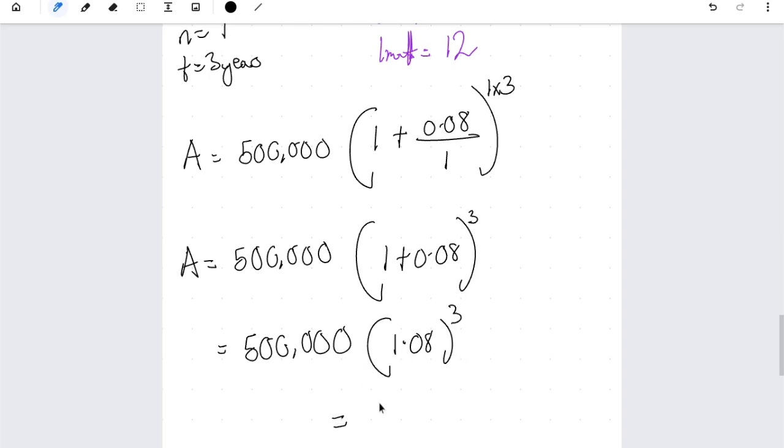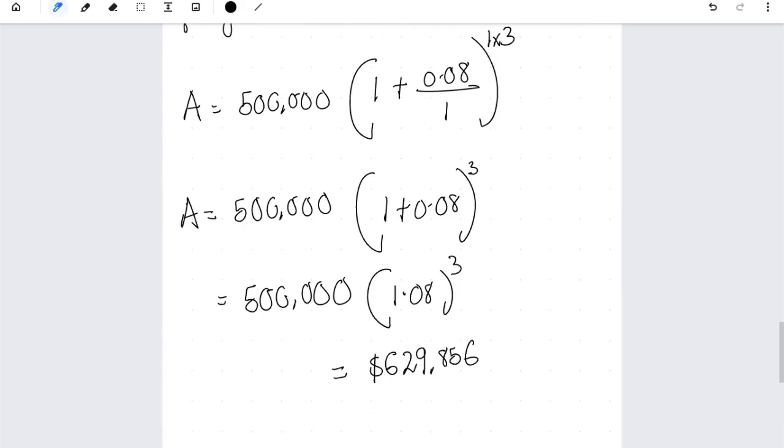And your answer, if you use your calculator, you should get 629,856. Yeah, 629,856. You can then put the currency, dollars, and that's it. All right, so the total amount, you can just write total amount equals $629,856.